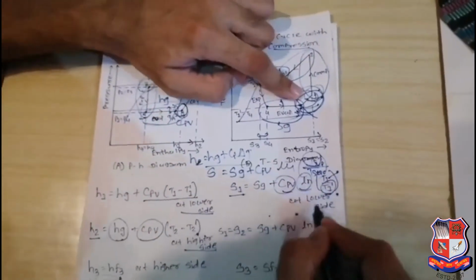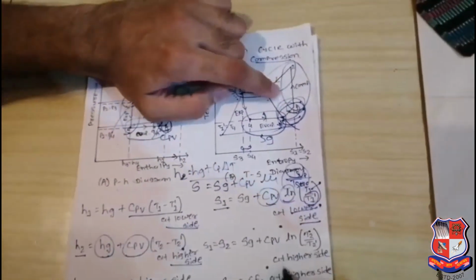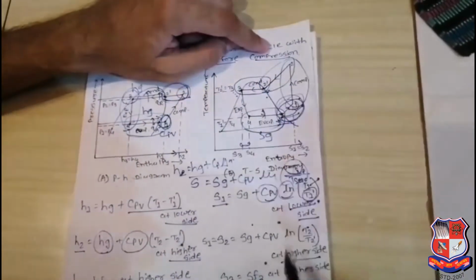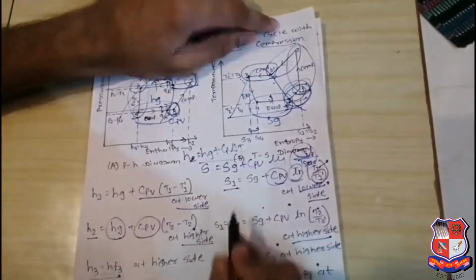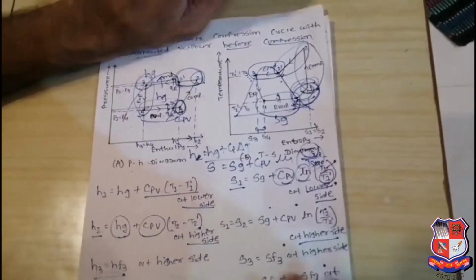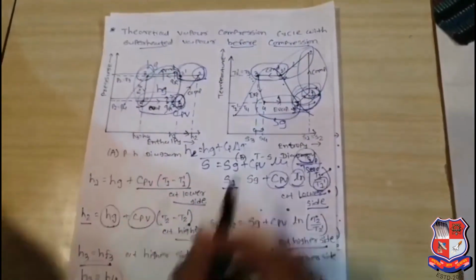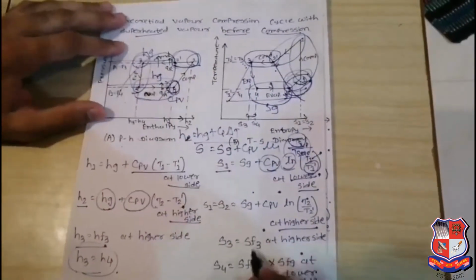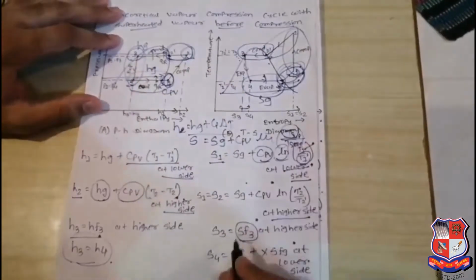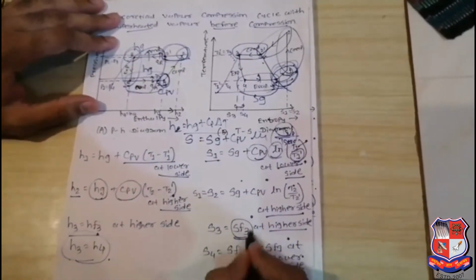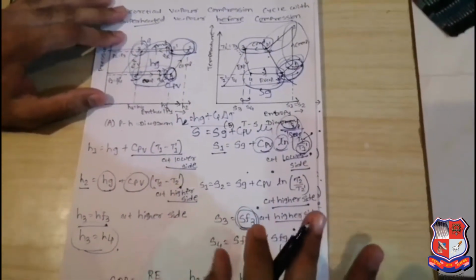Similarly the higher side will be considered. Both equations will be similar, just instead of 1, 2 will be considered, but at the higher side. Then after that, how to determine the third point? The third point is on the saturation curve, so we can directly find out the entropy of the liquid at the third point at higher side. And the fourth point is in the wet region.